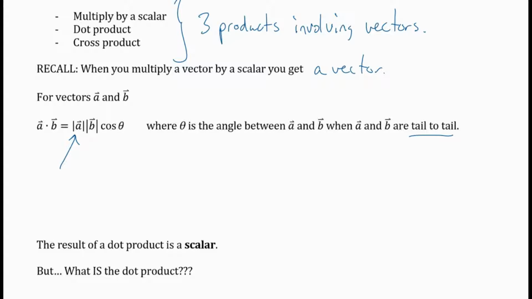Cosine of theta is always between 1 and -1, so it's some decimal number between 1 and -1, but ultimately it's just a number. So I'm multiplying 3 things that are all just numbers. So that means the product of 3 numbers is just a number, and that means the result of the dot product is a scalar. It is not a vector.